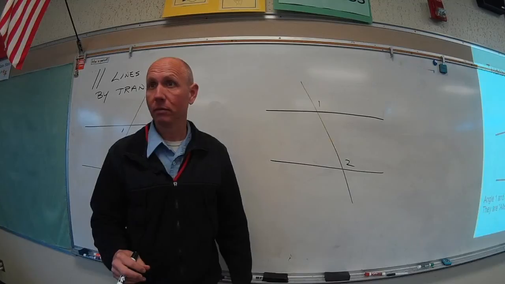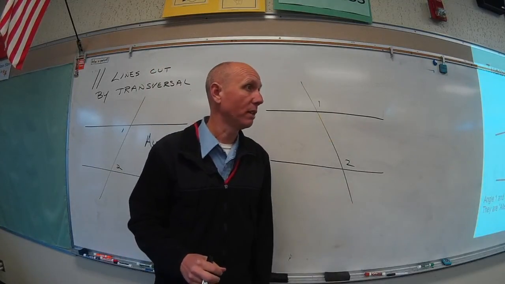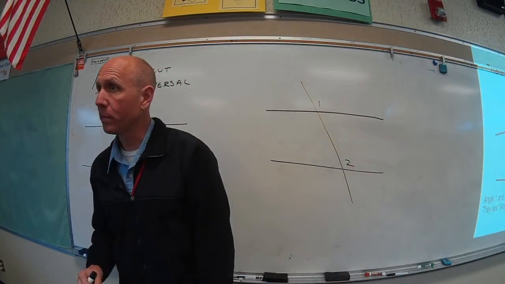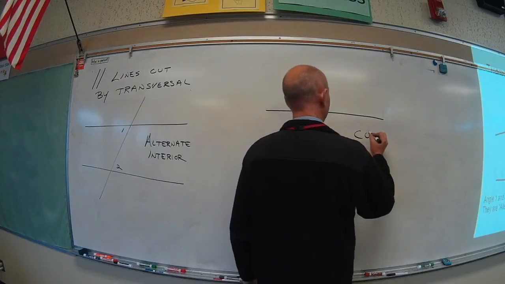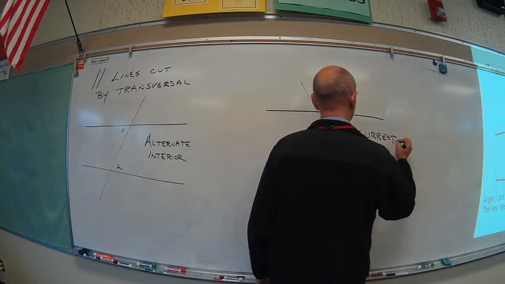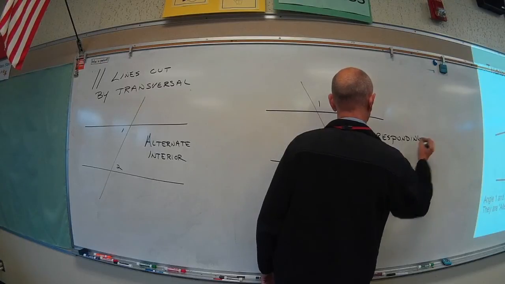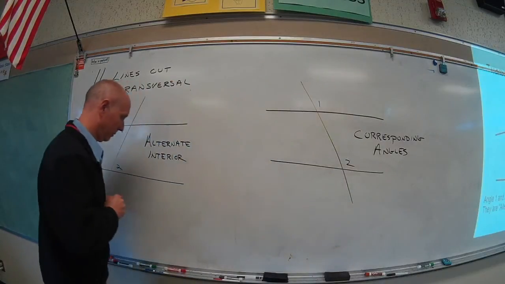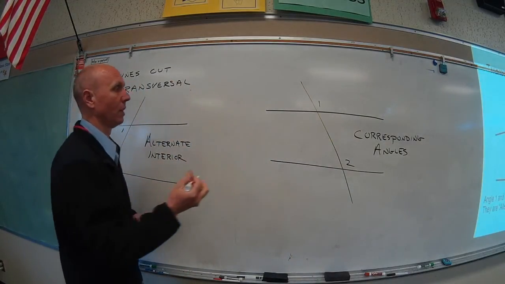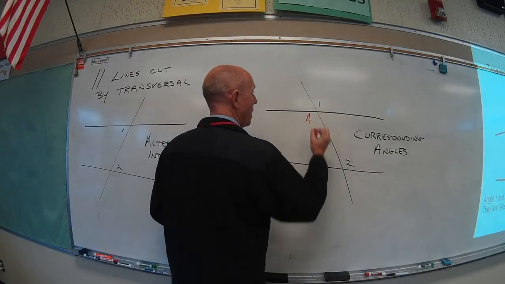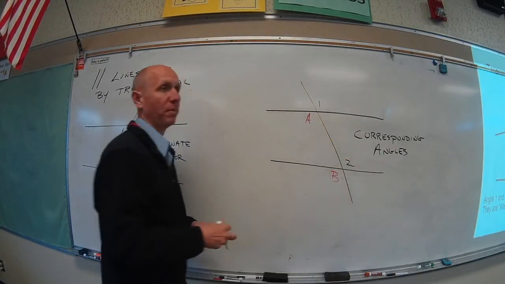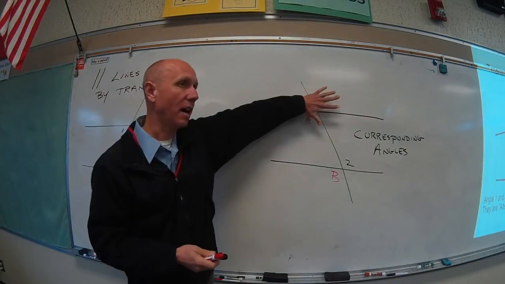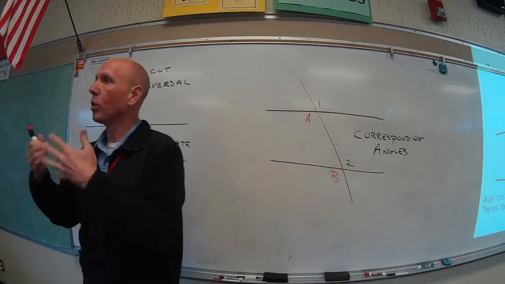One's exterior, one's interior. They're both on the same side of the transversal. This is upper right, upper right. These are called corresponding angles. If I wanted to, I could do this like A and B. A and B are corresponding angles because they're in the same position. The same position on the top set and the same position on the bottom set. They correspond to each other.